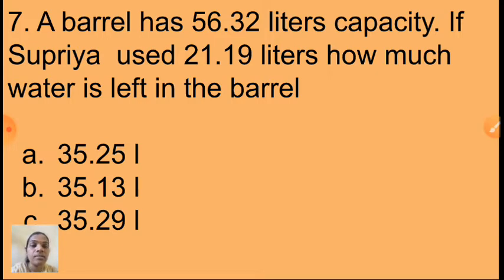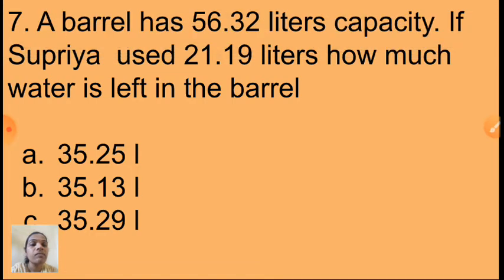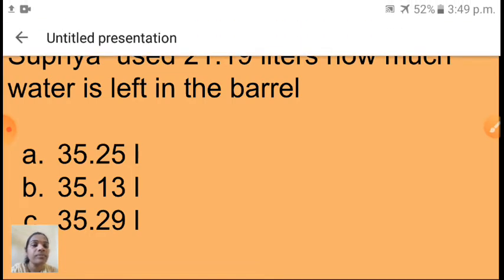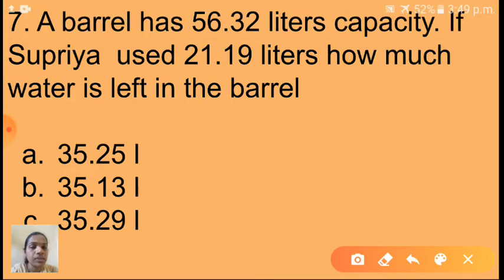See here children, read the question once again. A barrel has 56.32 liters capacity. If Supriya used 21.19 liters, how much water is left? So here, how much water is left? This is the keyword. What you have to do? Yes, we have to subtract.